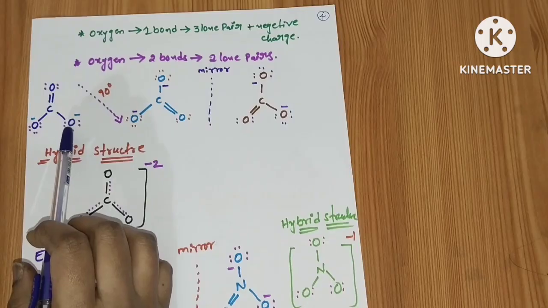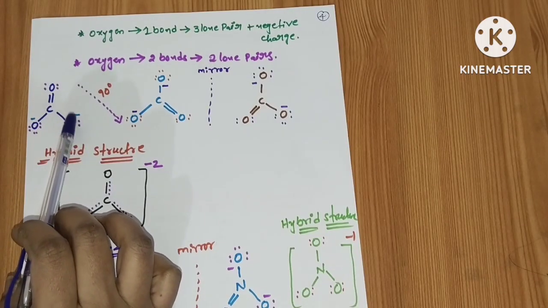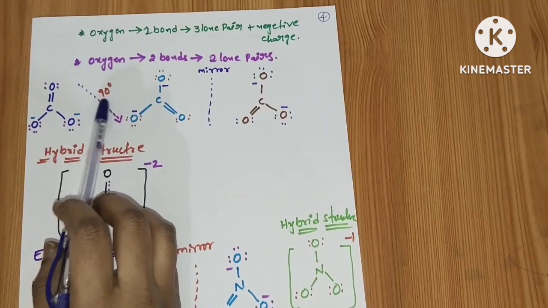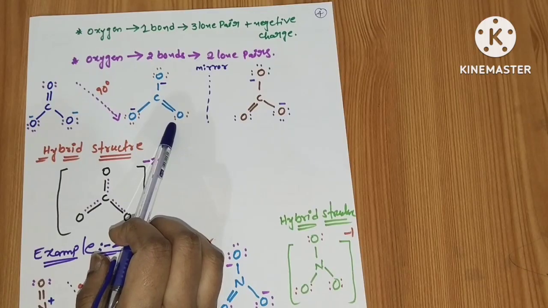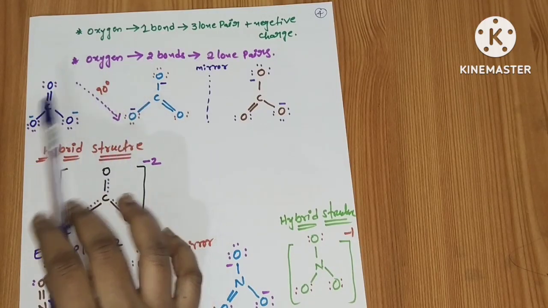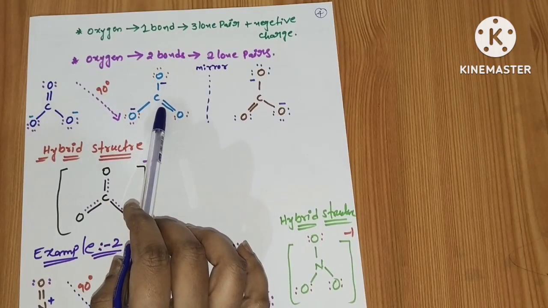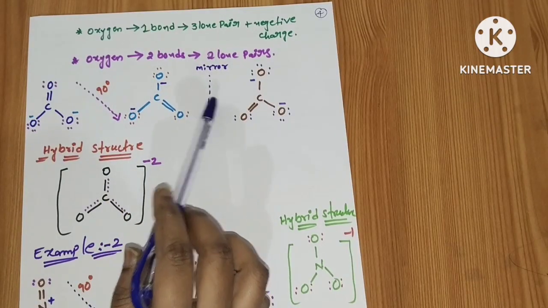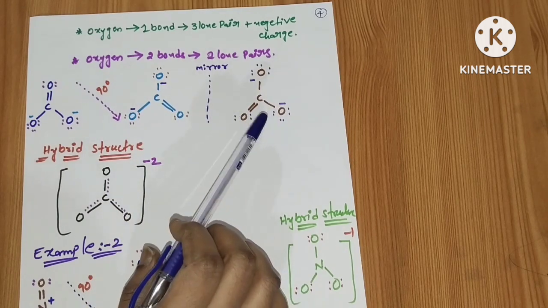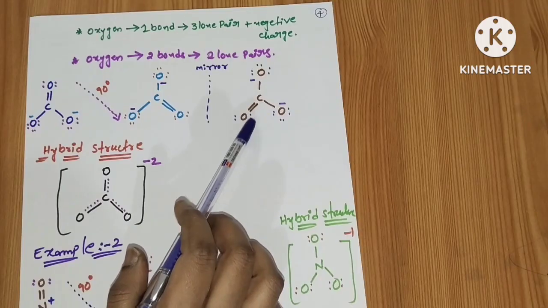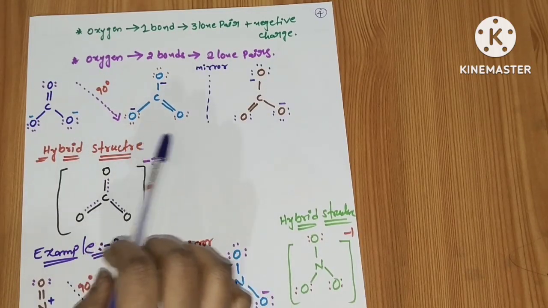Now, I will use one trick here. I rotate this structure by 90 degrees and reflect it in the mirror. When I rotate 90 degrees clockwise, this oxygen will come here, this oxygen will come here and this oxygen will come here. So I get this structure. Secondly, I place the mirror in front of this structure. This oxygen will be here and this oxygen will be here. After reflection, I get this structure. So there are 3 resonance structures of carbonate ion.